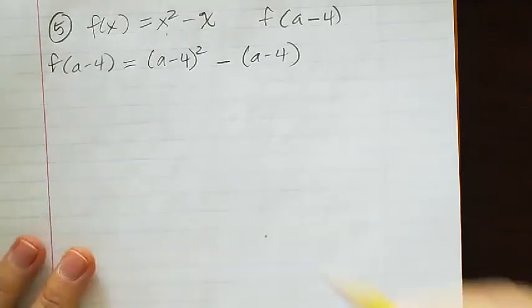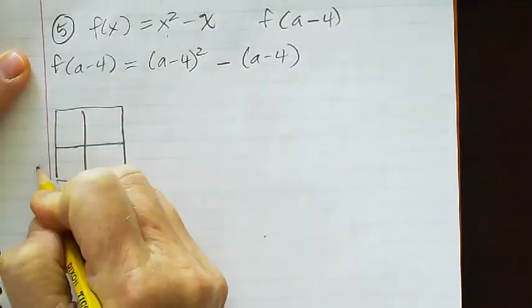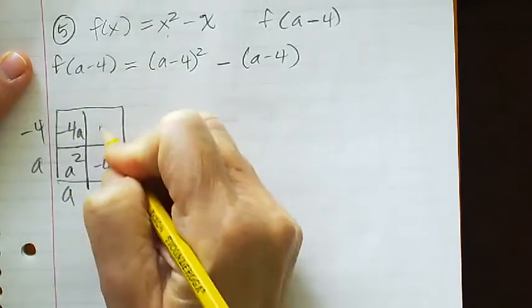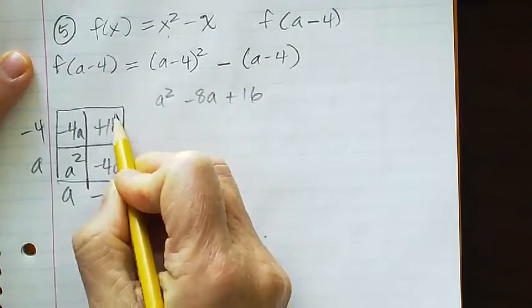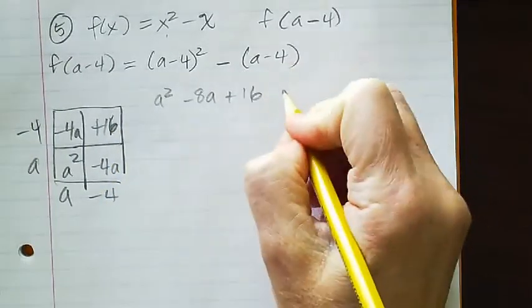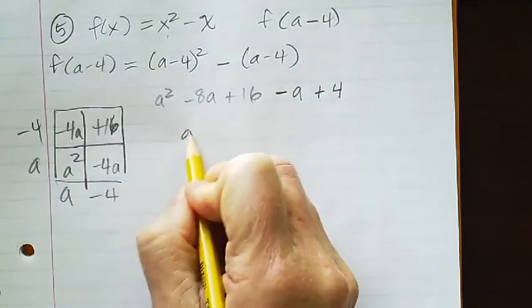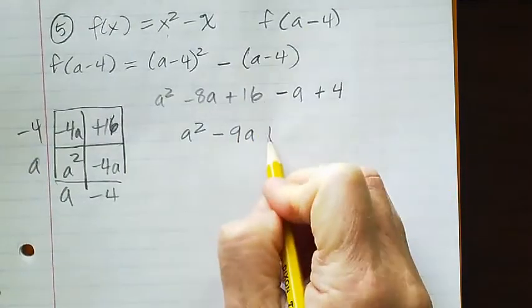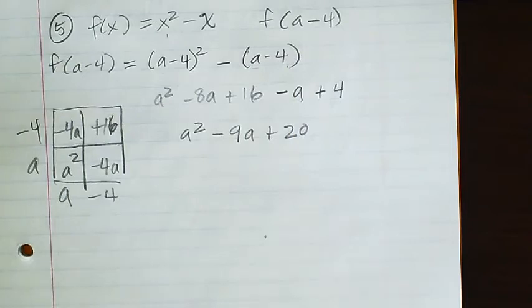on. Okay, so a minus 4 squared is a squared minus 8a plus 16. And then be careful here, you've got minus a plus 4, and then just combine like terms. A lot of people had something other than 20 right here, so it may have been that this was the issue. So be careful with a negative in front of parentheses.